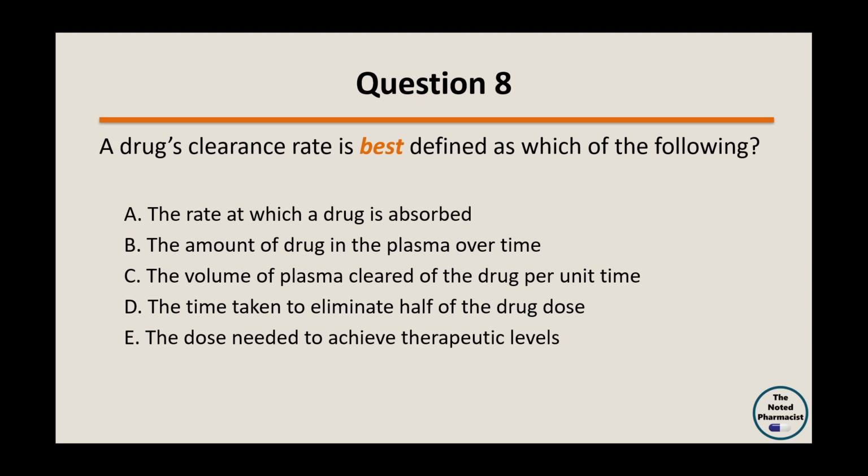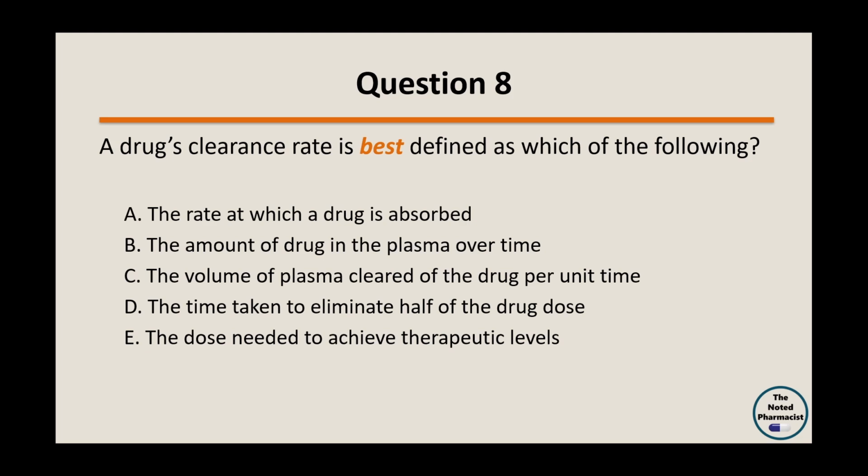Option A. The rate at which a drug is absorbed. Option B. The amount of drug in the plasma over time. Option C. The volume of plasma cleared of the drug per unit time. Option D. The time taken to eliminate half of the drug dose. Option E. The dose needed to achieve therapeutic levels.